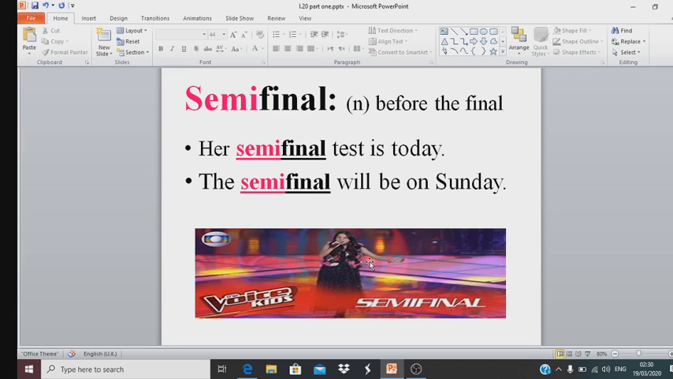Most of the time, a semifinal is related to competition or any kind of sport. So the stage before the final, like here in this picture, we call it the semifinal. So the semifinal will be on Sunday.